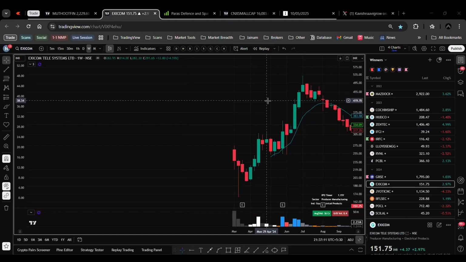See, if the base is longer than 10 to 12 weeks, then you need some momentum towards the right so that it proves that there is still demand in the stock. Like, okay. I think that happened in Lloyd.